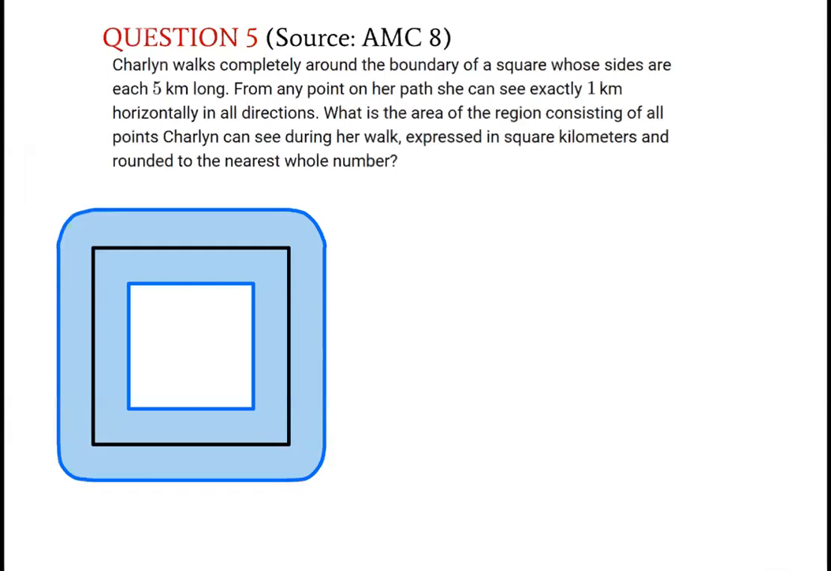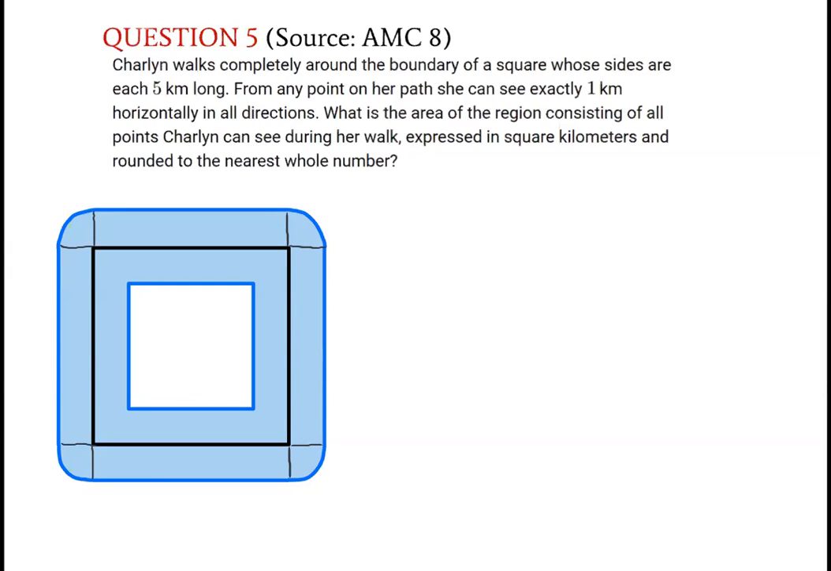Okay, last question. So I already drew out the whole picture for you. And the important thing to note here is that whenever Charlene hits a corner, she's going to make an arc, like an arc shape where she can see stuff, okay? And that's just important to note. Every time she hits a corner, she'll make like 1/4 of a circle.